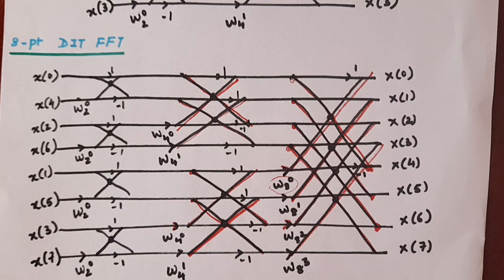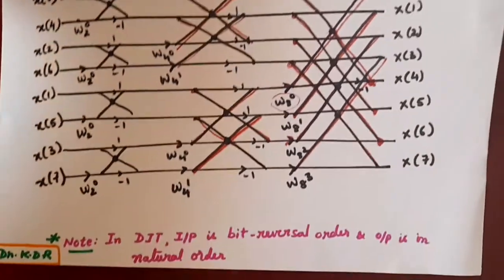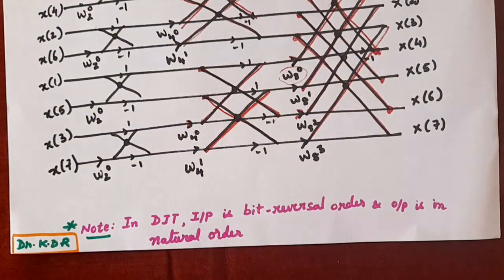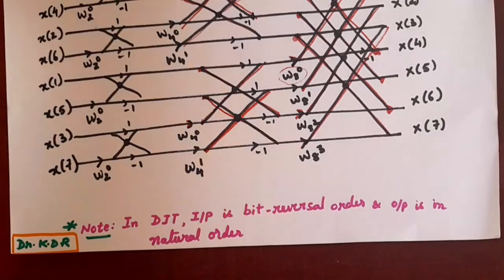So I hope you have understood the 2-point, 4-point and 8-point DIT flow graphs. So what is the note here? What's the important key point you have to remember here? In DIT, the input is in bit reversal order and output is in the natural order.